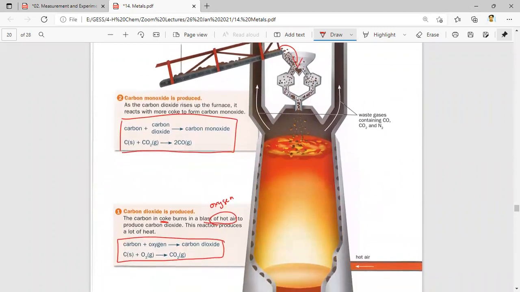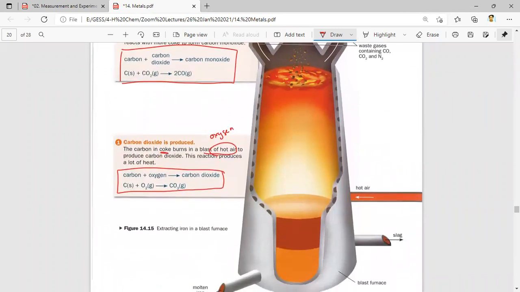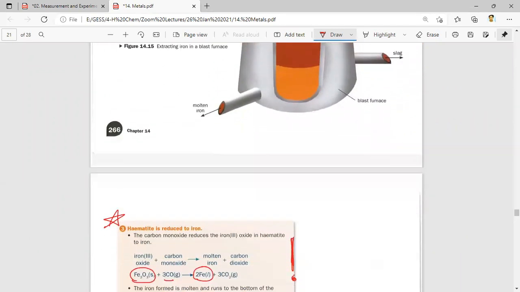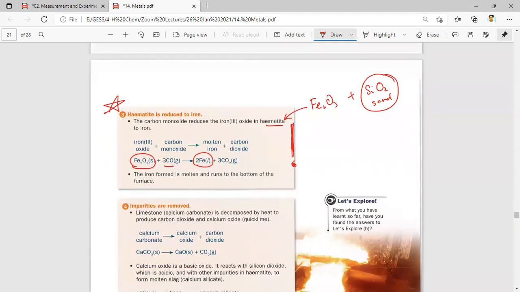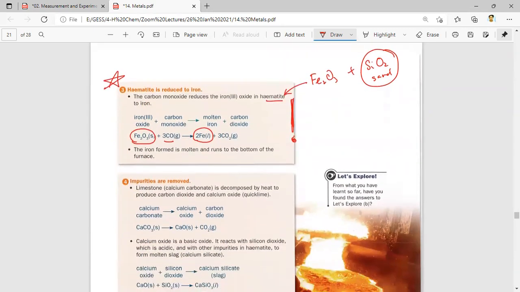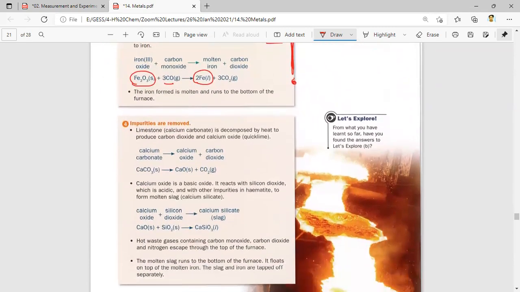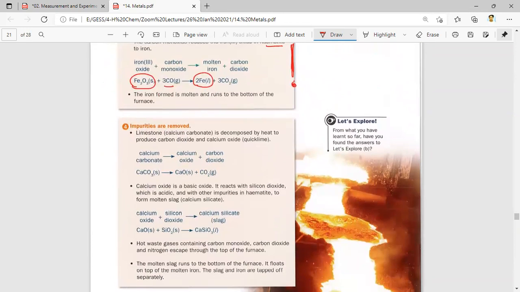Now, the question is, is that it? I got my molten iron already. It's good. But you realize that hematite contains your Fe2O3, but it also has other impurities such as silicon dioxide, which is your sand. So I want to get rid of this, so that my industrial process can keep carrying on. To remove that, I will need 2 steps.